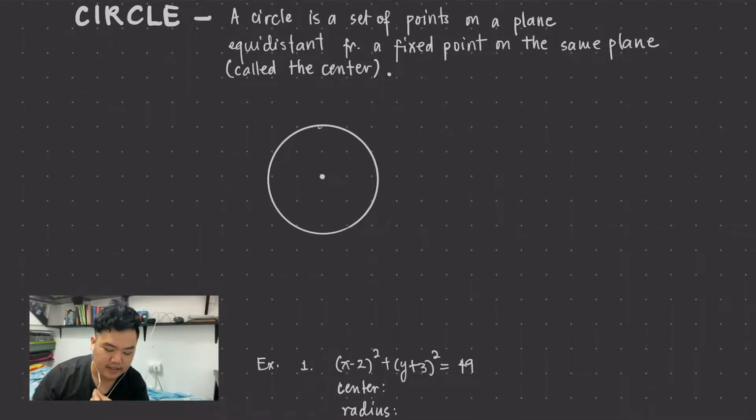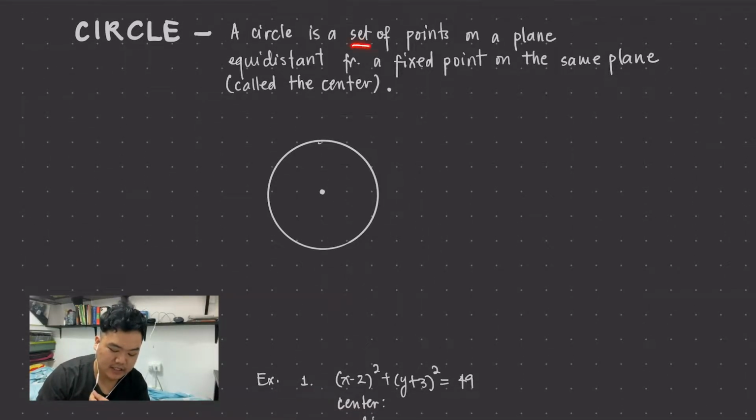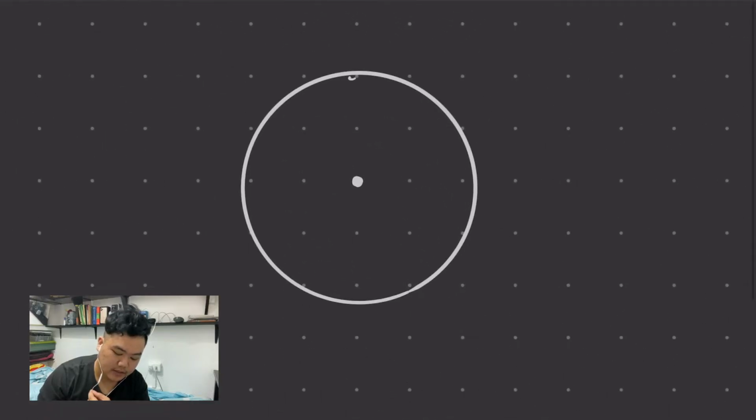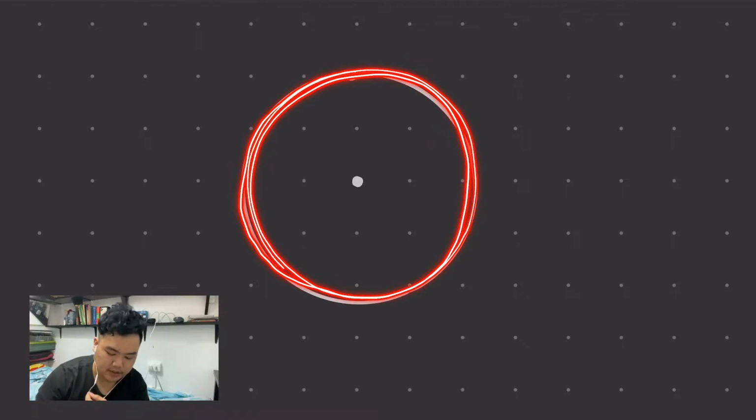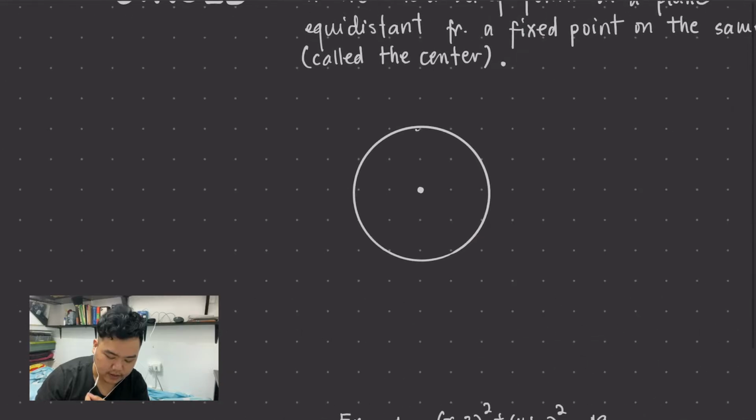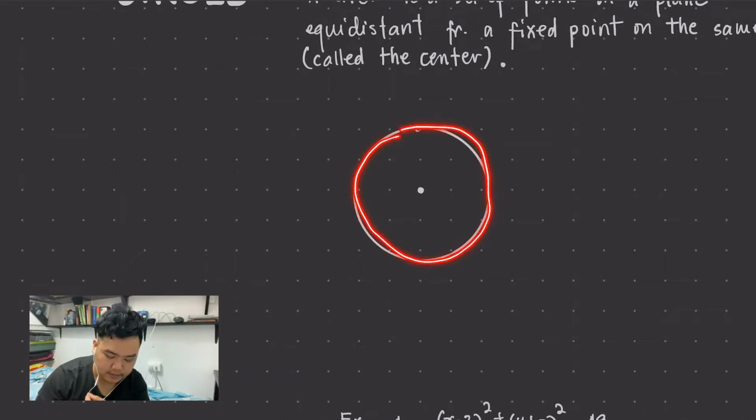A circle is just a set of points on a plane which is equidistant from a fixed point on the same plane. And we call that fixed point the center. So a circle looks like this. The ones I'm highlighting are the points on the circle, and these are the only points on the circle because the center is not a part of the circle.